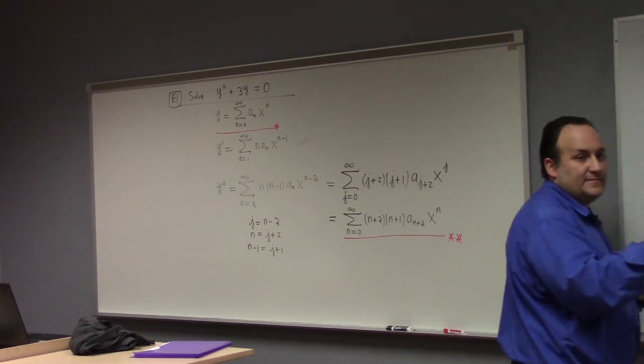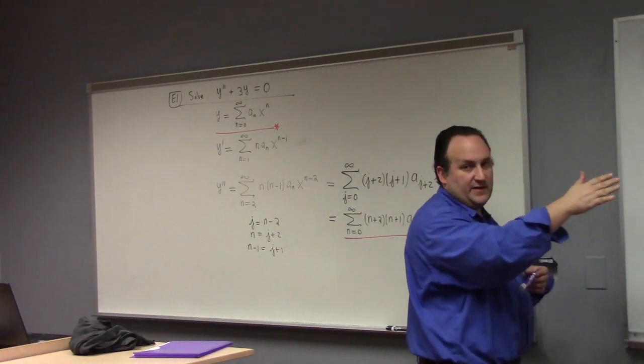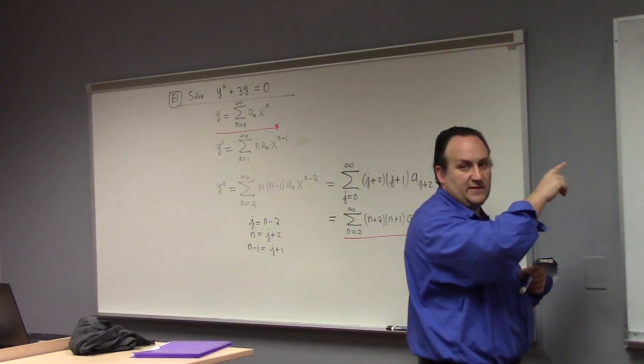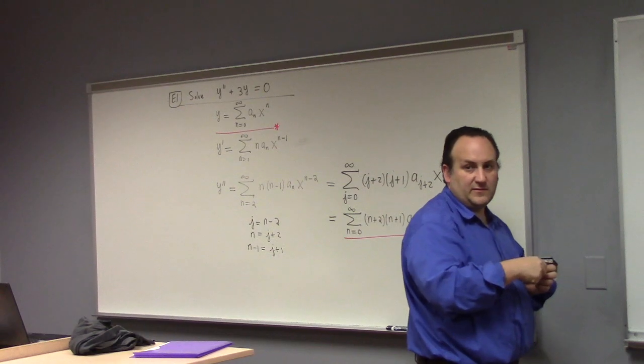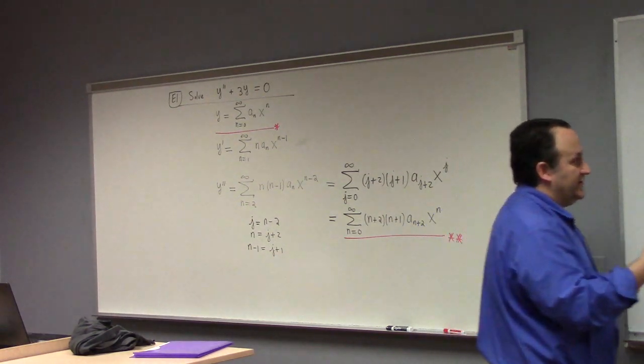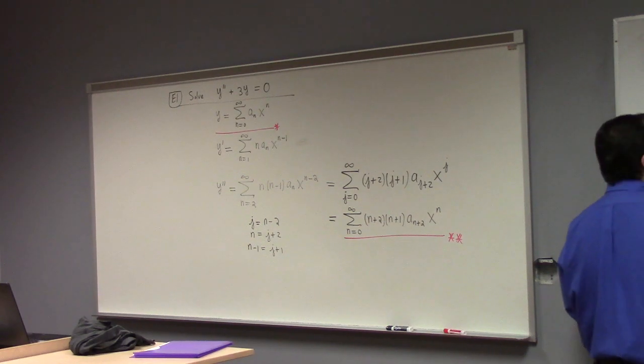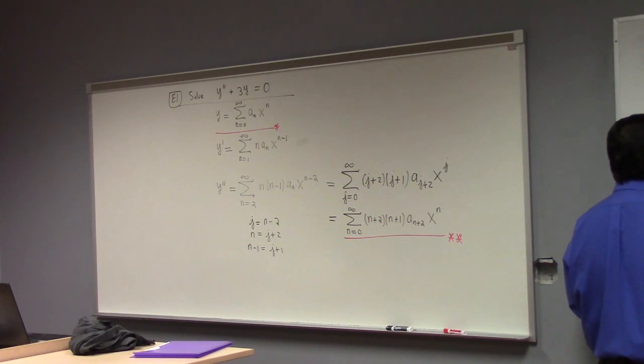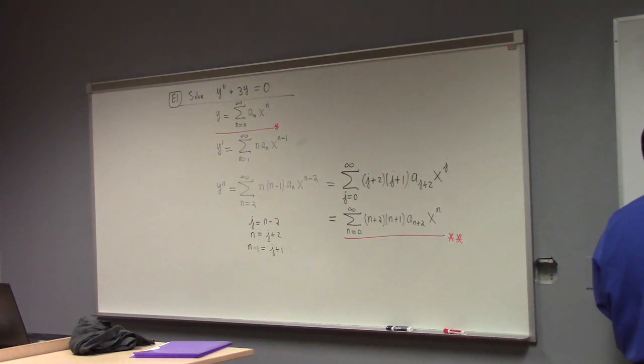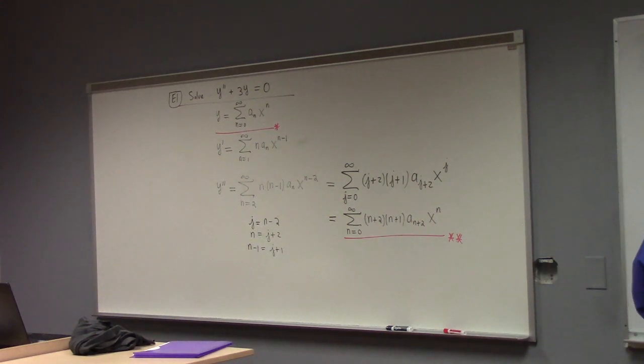Then what does this mean? In order for this to be equal to 0, we must choose the coefficients so that it makes the coefficients 0 order by order, right? In other words, what I get from this is a sub n+2 has to be equal to minus 3 a sub n divided by (n+2)(n+1). And that has to hold for n equals 0 and 1 and 2 and 3 and so forth, all the way up.